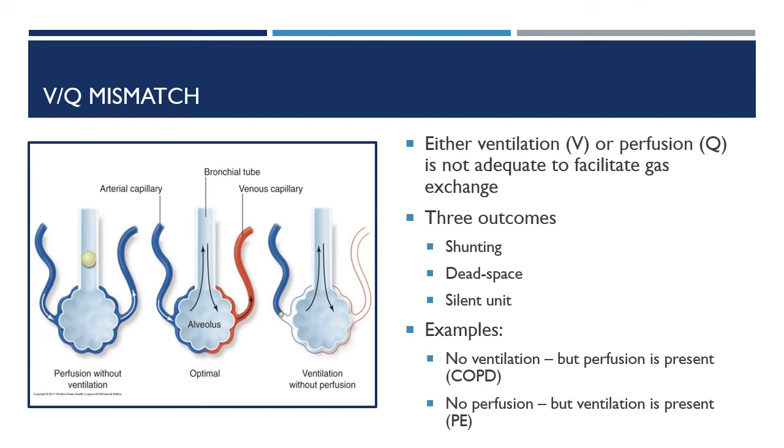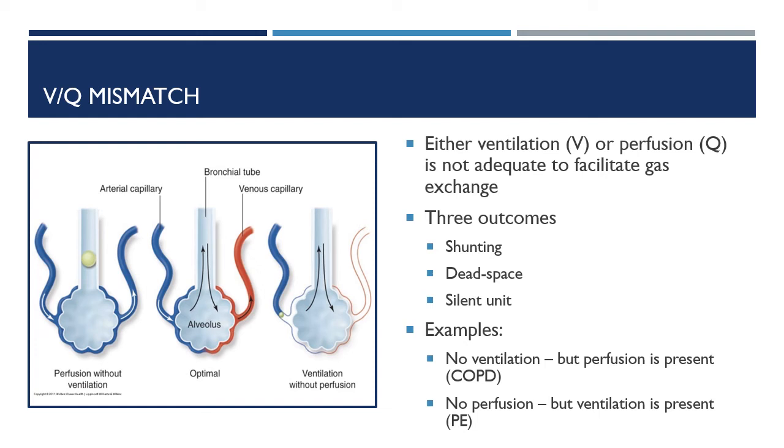Okay, so let's talk about a concept called VQ mismatch. V is for ventilation and Q is for perfusion in the lungs. I can't tell you why Q is for perfusion. It was just chosen as the letter.